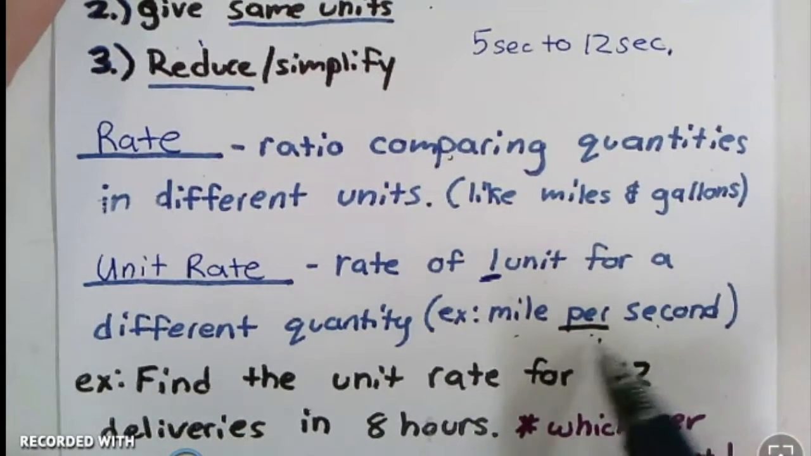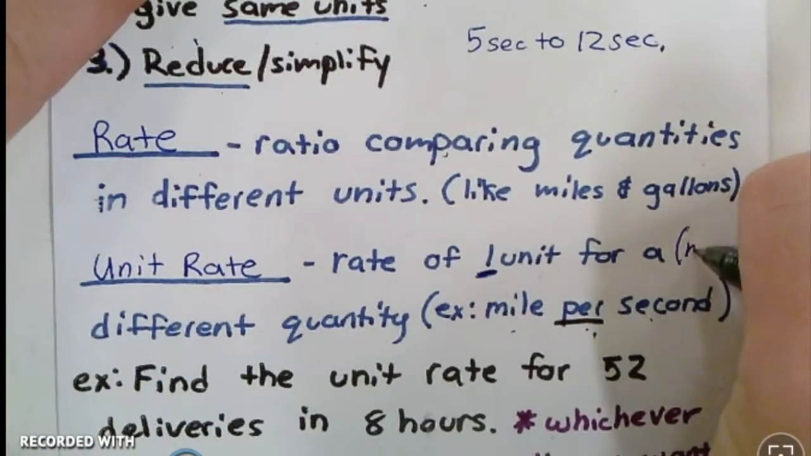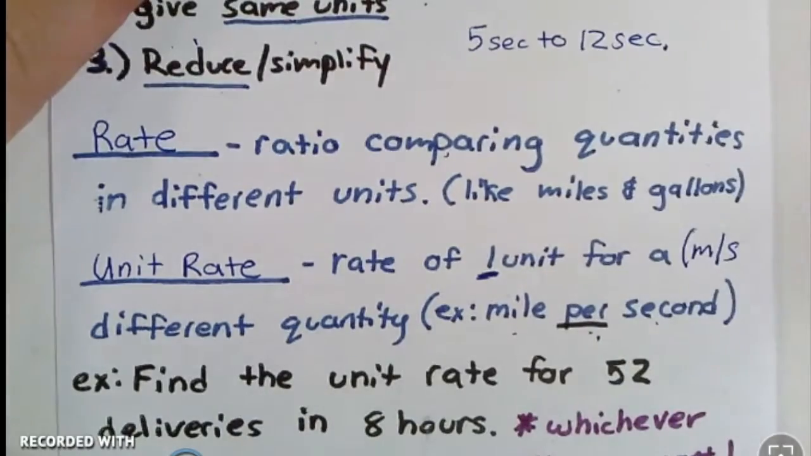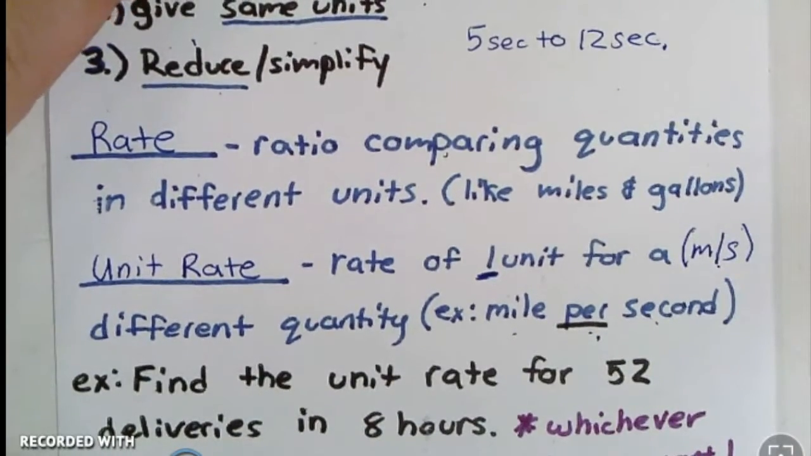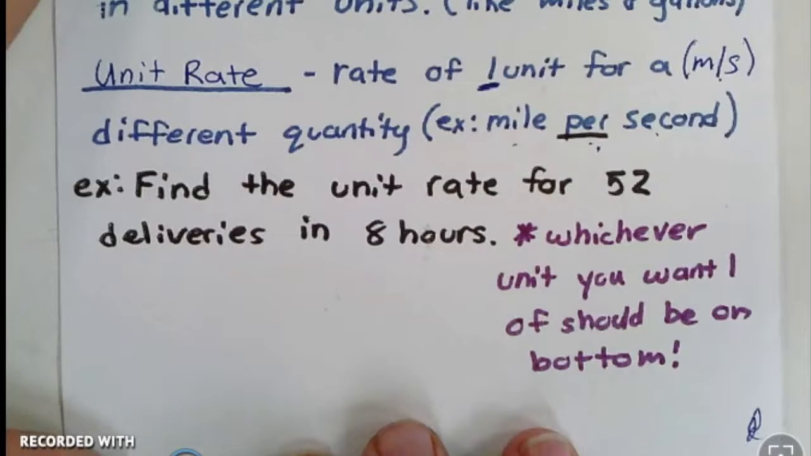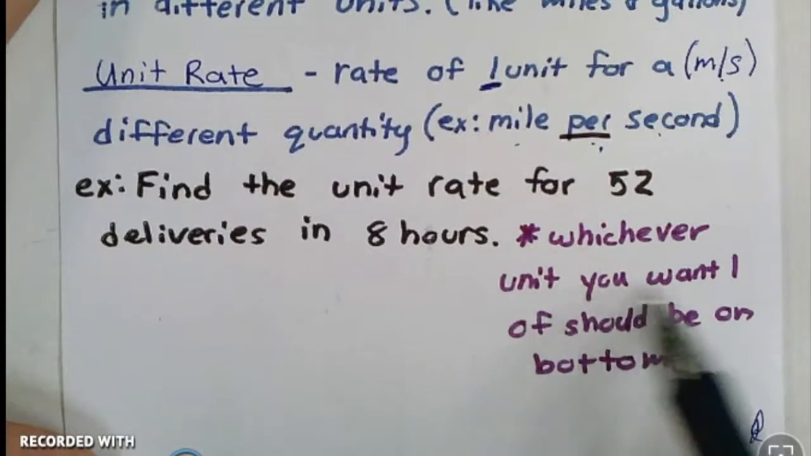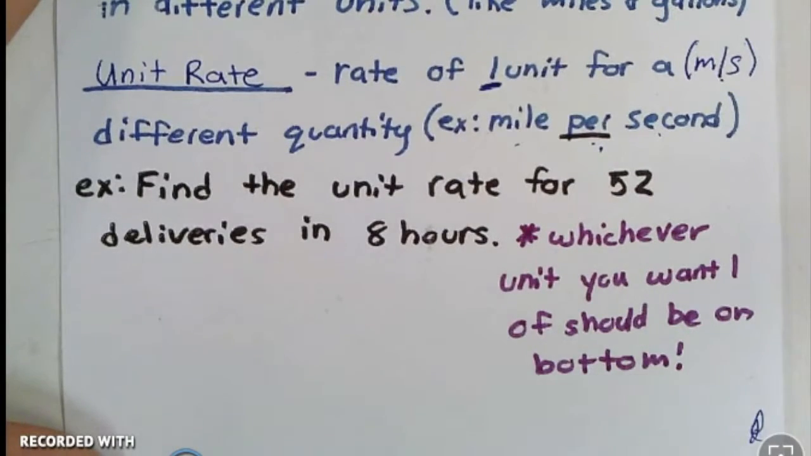You can also show a per with a slash. So I could show miles per second by doing miles slash s. Or miles per hour is another one that is really common as a unit rate. Or cents per ounce. Here's an example. Find the unit rate for 52 deliveries in 8 hours. Here I gave you a little hint. Whichever unit you want one of should be on the bottom.